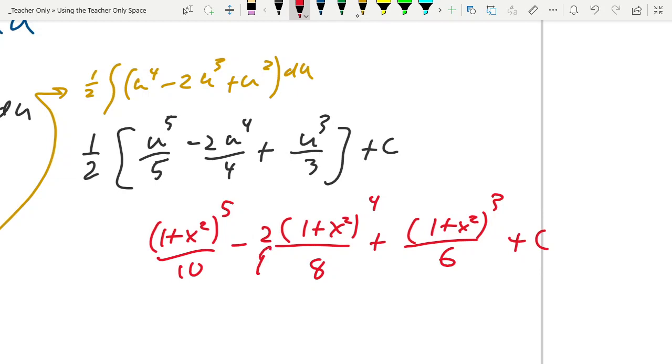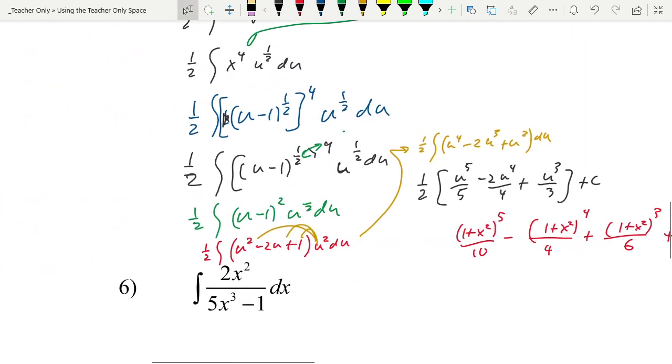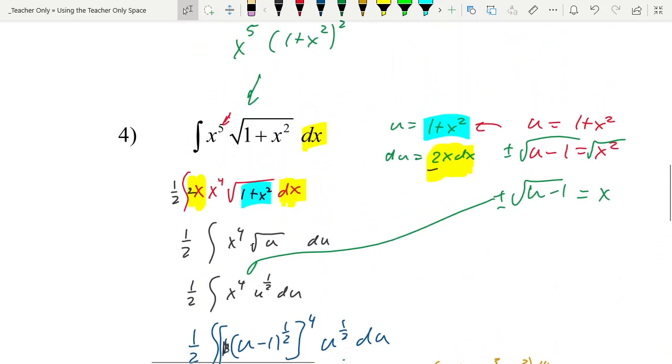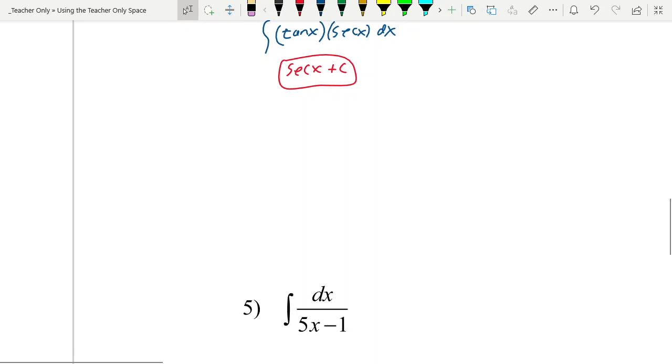Oh, and then of course now we have the 2 and the 8, so we could divide those, making it 1/4. Anything else to clean up? No, I think that's about it. Okay. All right. So we're making fast work of these problems. These problems can't stop us. We're calculus rock stars. All right, moving on.